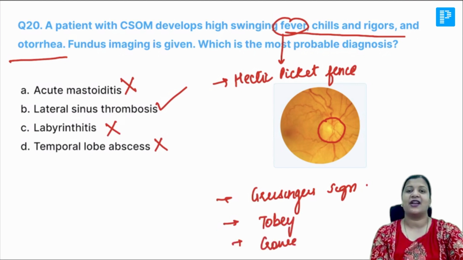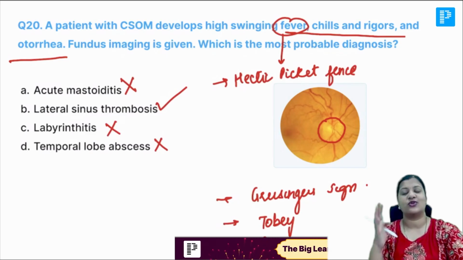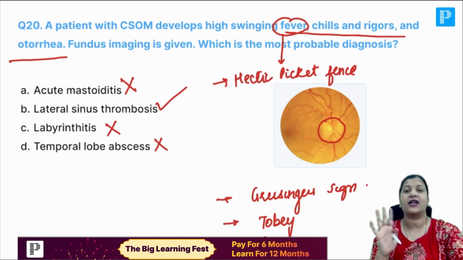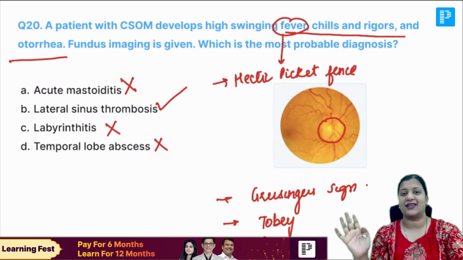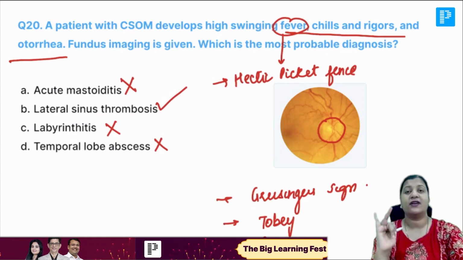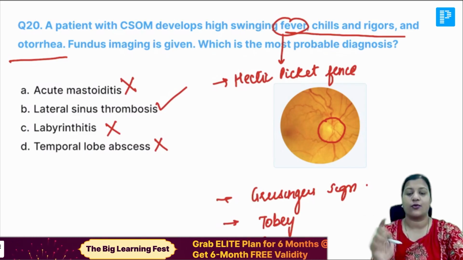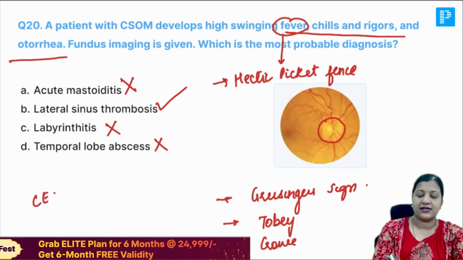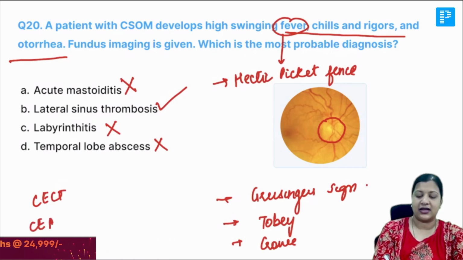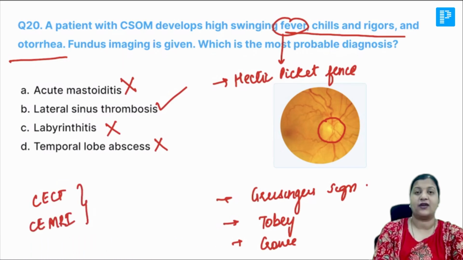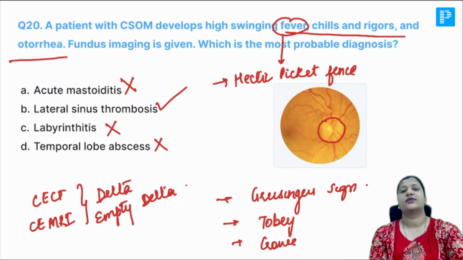So these are the tests that we do for lateral sinus thrombosis. So these four words are very important when it comes to lateral sinus or sigmoid sinus thrombosis: hectic picket fever, Griesinger sign, Tobey-Ayer test, Crowe-Beck's test, and on a contrast enhanced CT or a contrast enhanced MRI, you will see a sign. What is that sign called as? Delta sign or empty delta sign. Okay, so this is about your lateral sinus thrombosis.